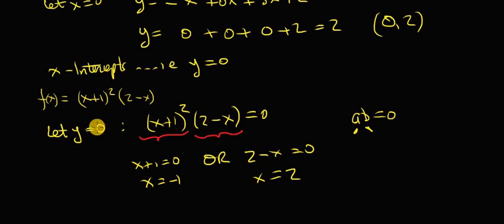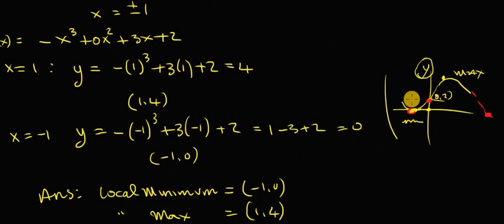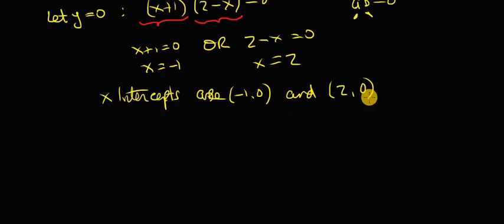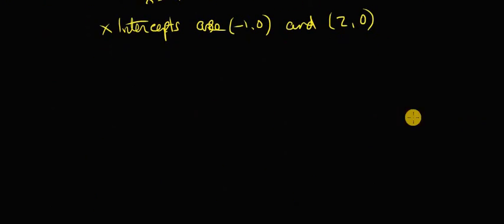So the x-intercepts are minus 1, 0 and 2, 0. Now we already knew minus 1, 0 because, look, we knew that one already, but we've now got another one. So we have the minimum point, the maximum point, and the x and y intercepts.